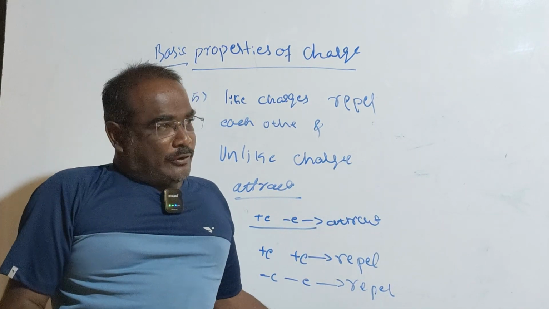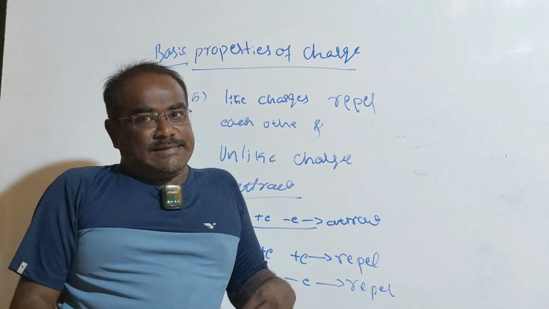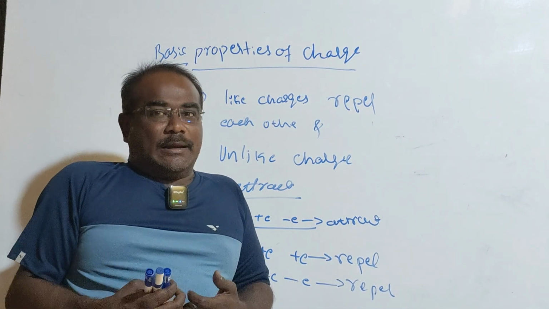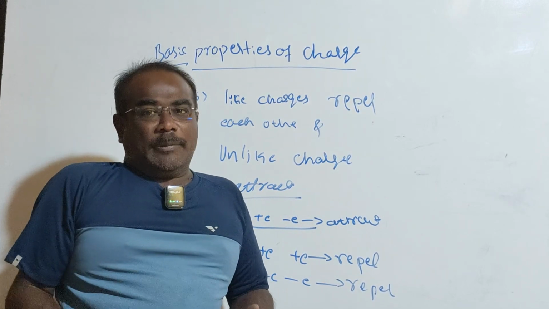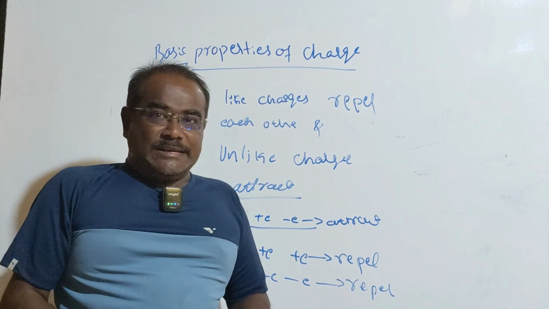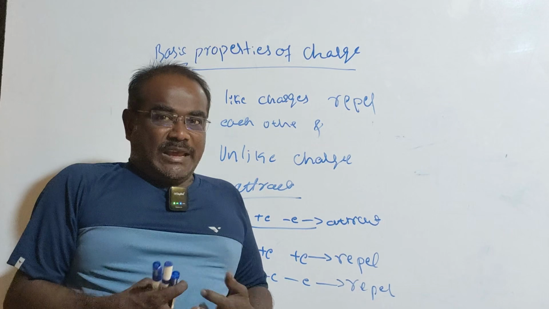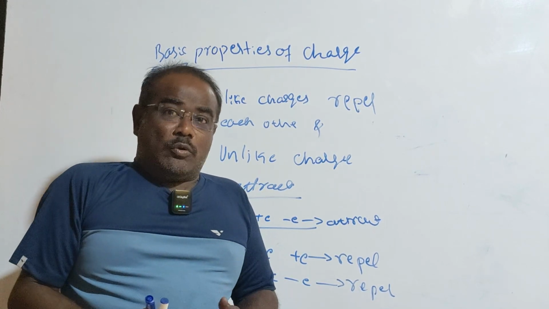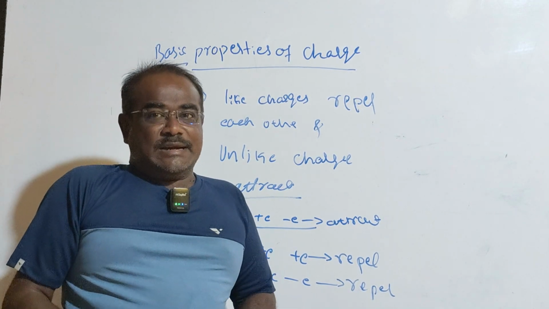This is the basic you need to know, and with the help of this, there is an interpretation of force. Electron electron repel, proton proton repel, proton electron attract. Like charges always repel each other, unlike charges always attract each other. If they are attracting, with what magnitude they are attracting, if they are repelling, with what force they are repelling each other, all these things we will discuss in the next class.